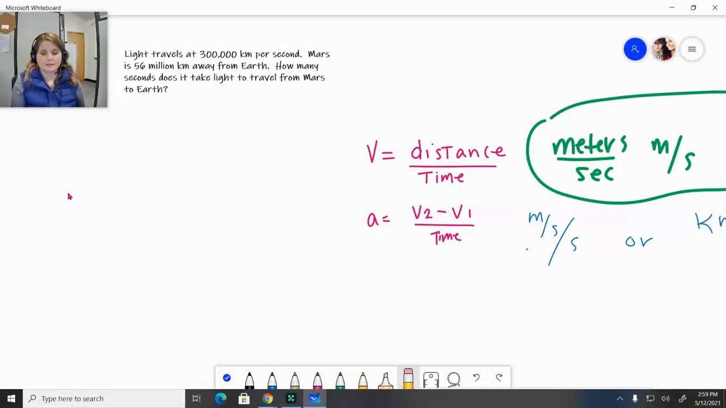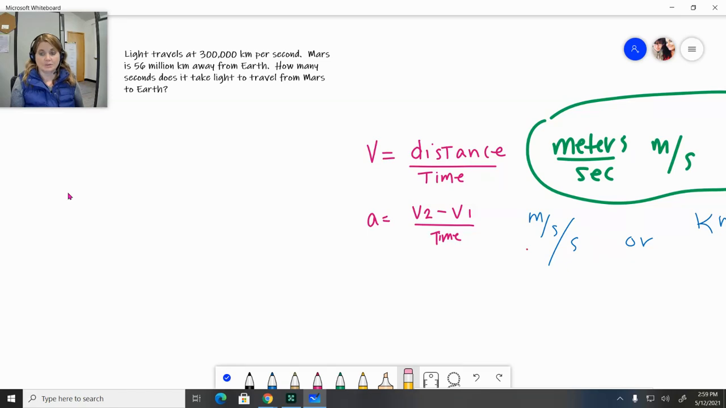All right. Light travels at 300,000 kilometers per second. Super fast. Mars is 56 million kilometers from Earth. How many seconds does it take light to travel from Mars to Earth?